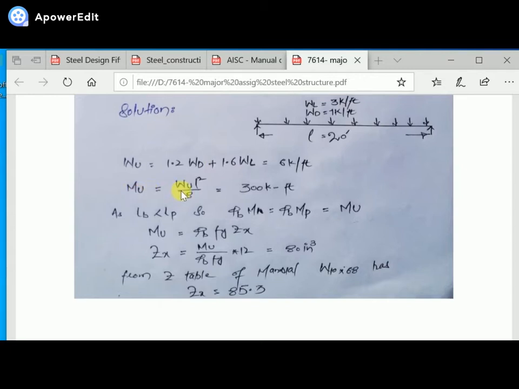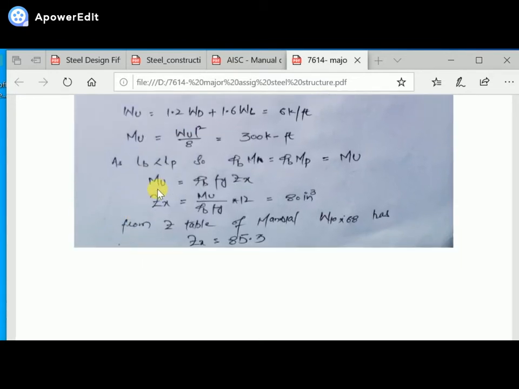And you have to find out the moment. Clear? I think this is the same procedure as we did in our PRC2 course as well. WL square, that is a simply supported beam, and you have to do this by this simply supported design formula. Now here the condition.